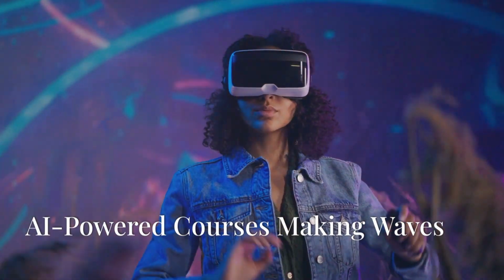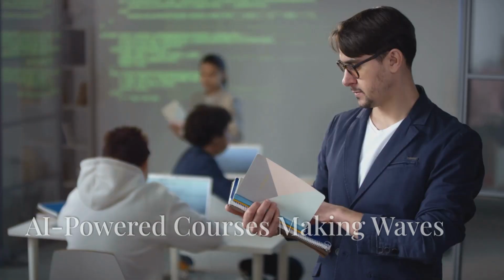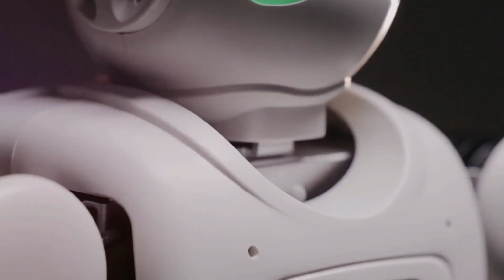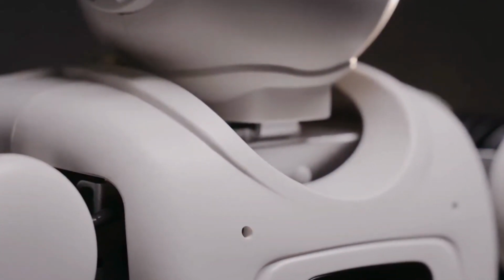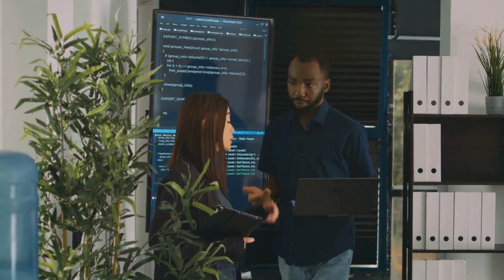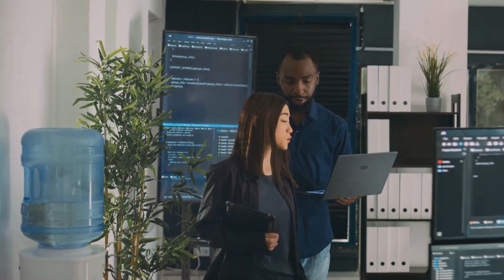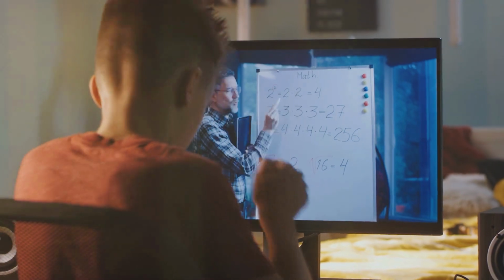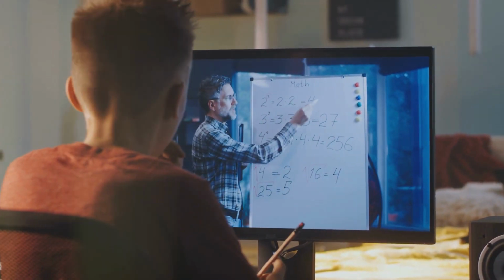Success stories: AI-powered courses are making waves. Coursera's Machine Learning course by Andrew Ng personalizes learning paths with AI. Duolingo uses AI to adapt lessons to each learner's pace. Workday and Degreed deliver personalized corporate training experiences. Khan Academy provides personalized learning recommendations and support.